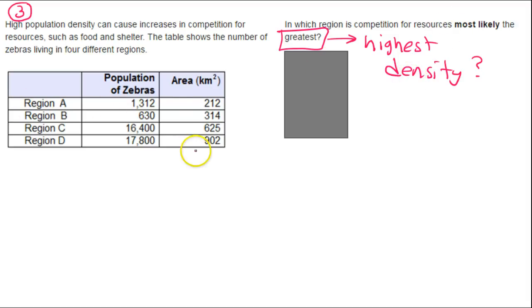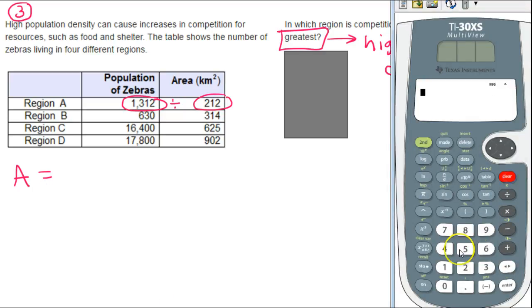Okay, so let's calculate the population density for each region. It'll be just like we did on the last problem. We'll do population divided by the area, and that will give us the population density. I'm only going to do one of these on camera, just to make sure you have the idea of what I'm doing. So I'm doing 1,312 divided by 212. I'm just going to round to a whole number for this. So 6.